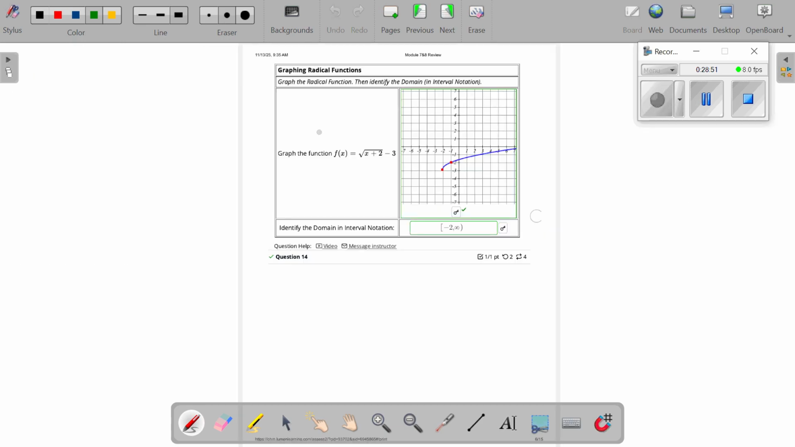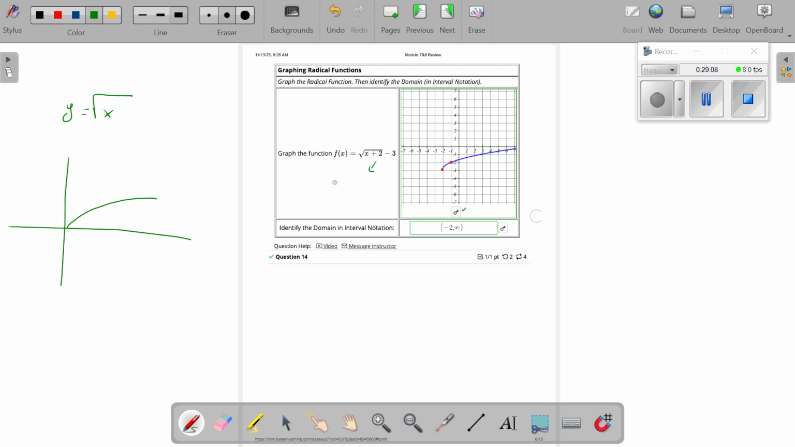The next question is asking us to graph this radical function. First of all, I know that the parent function is y equal to square root of x, and it looks like this. This is the parent function, square root of x. Now, what transformations do we see?